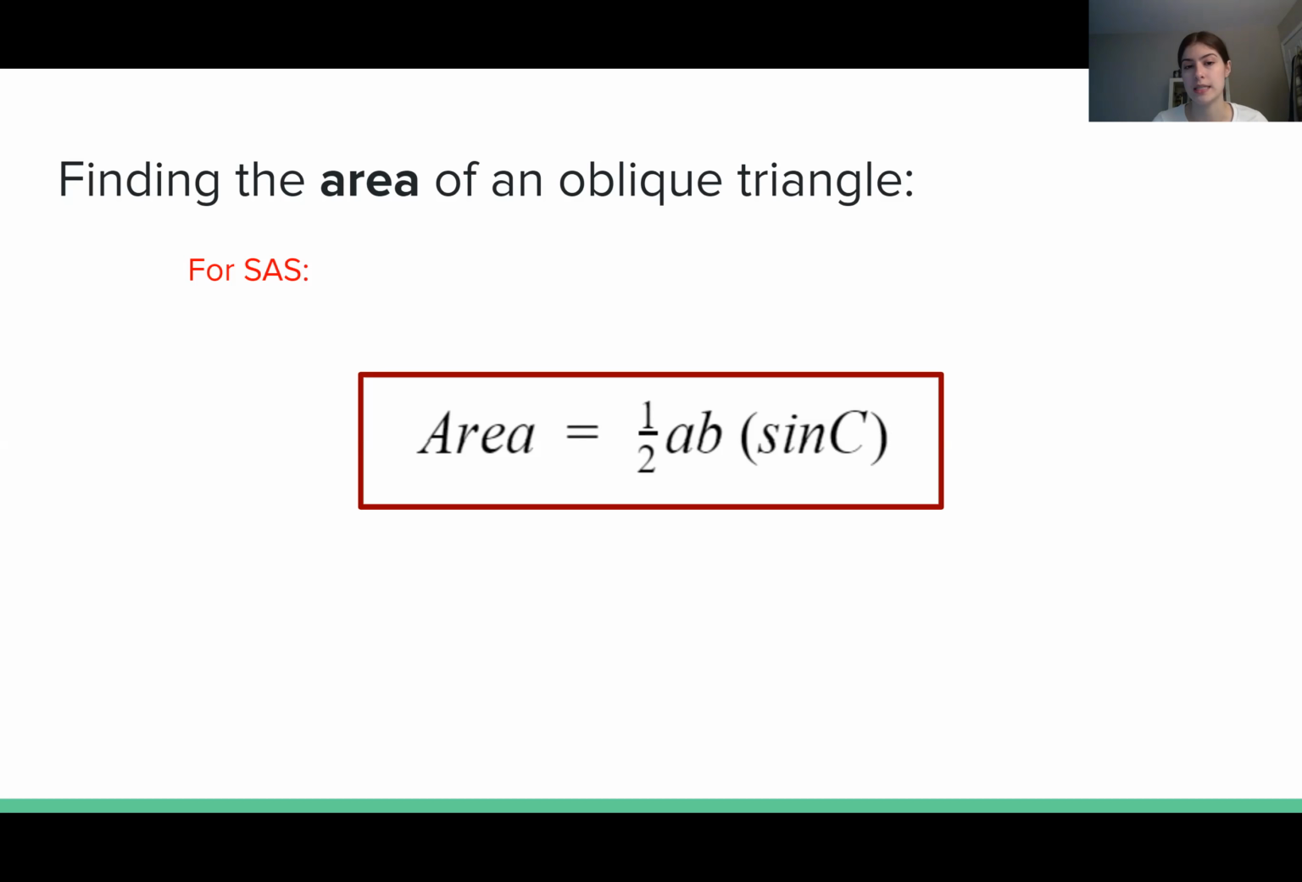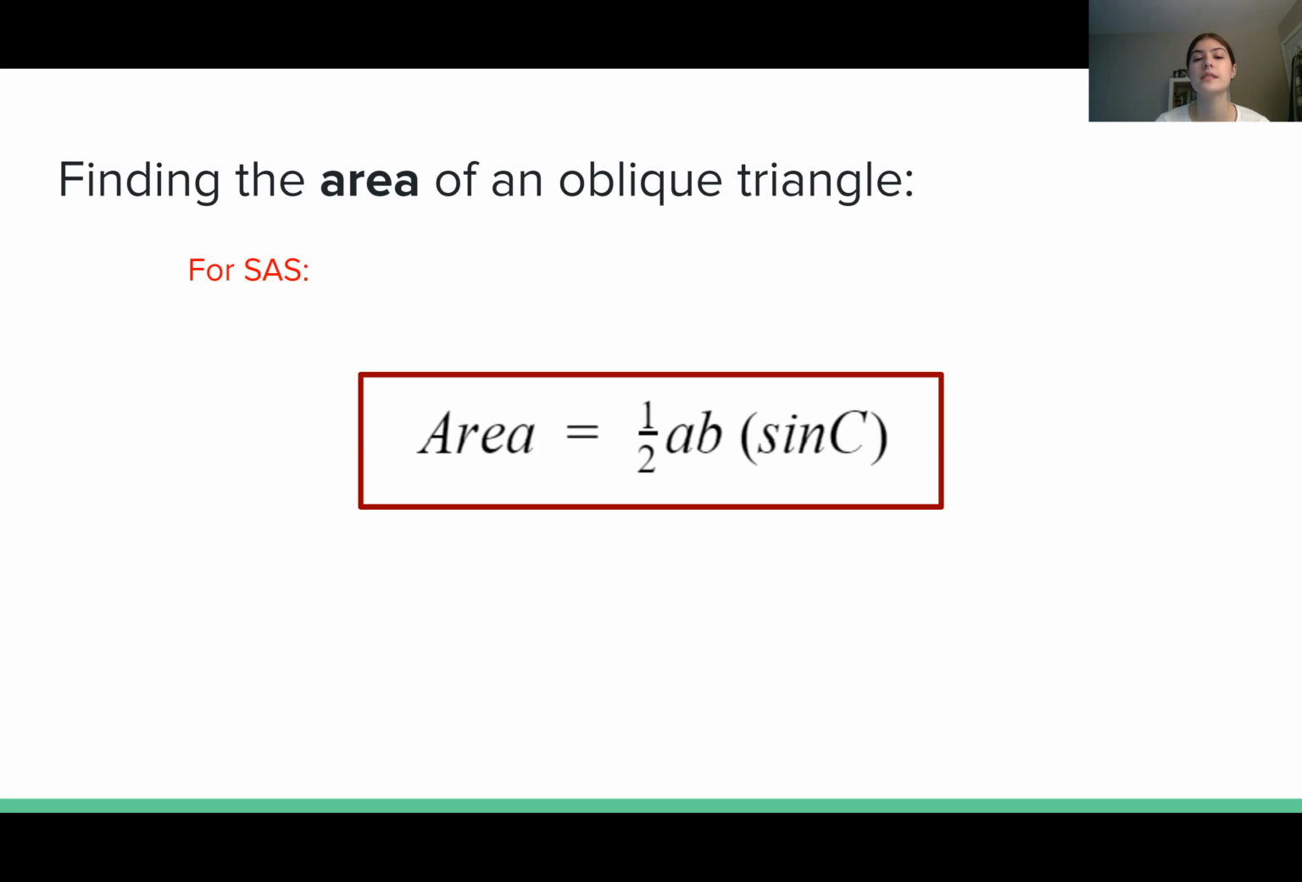It really doesn't matter when we're looking at the area, at least for this formula, right? So area is equal to 1/2 times one side length times the other side length times the sine of the angle that they give you. 1/2 AB times sine of C, okay? 1/2 times one side length times the other side length times the sine of the angle they give you.